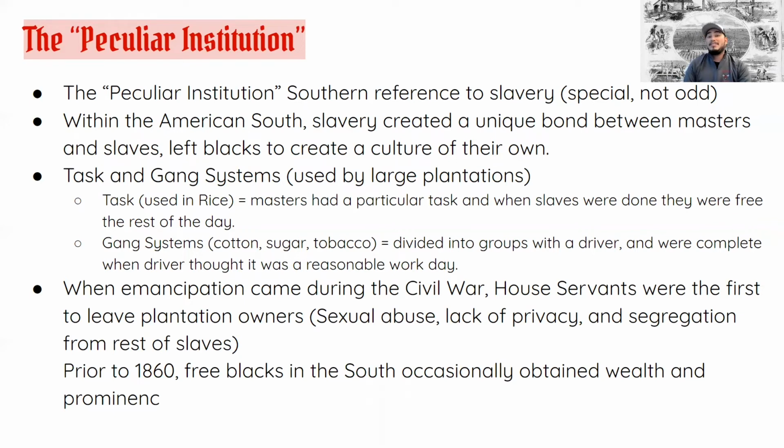Now, this dynamic that we're talking about does not change for a very long time. This is going to be around until the moment the Civil War ends, where you start to see a change in this dynamic. When emancipation came during the Civil War, you'll start to see house servants be the first people to leave the plantations. House servants were those indentured servants who worked in the household, not so much in the fields. Especially because of sexual abuse and lack of privacy, these are going to be the first African-American slaves to leave the plantations, while the laborer slaves are going to be held onto for just a little bit longer.